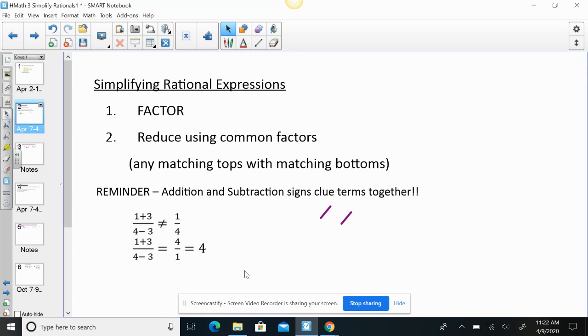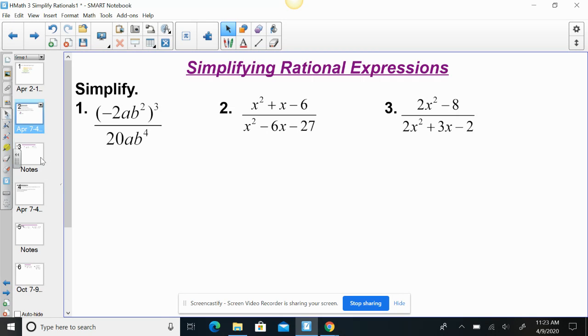A very, very important reminder is these addition and subtraction signs that are in the polynomials are gluing the separate terms of that polynomial together. So if I look at 1 plus 3 divided by 4 minus 3, even though these 3's are common, I can't just say that this 3 divided by this 3 reduces to 1, because that would leave me with 1 over 4. And if I actually work this problem out, 1 plus 3 is 4, and 4 minus 3 is 1, so the answer to this one should be 4. So make sure that you are not crossing out if there's addition and subtraction. You need matching polynomials completely. That should make sense when we get into this.